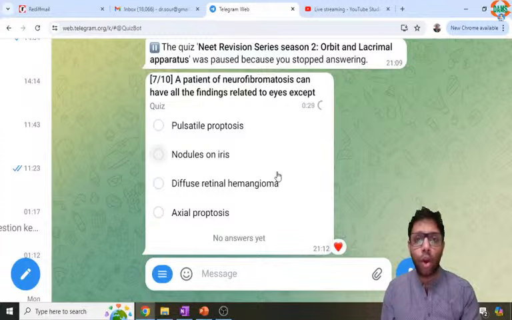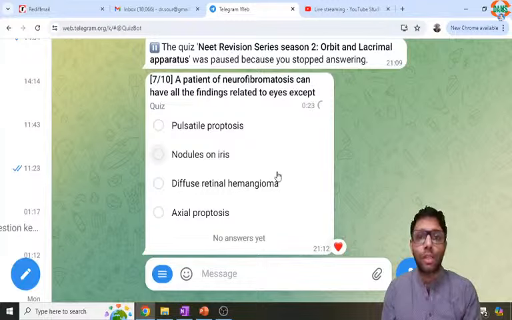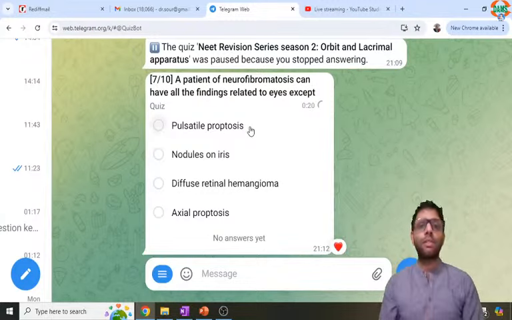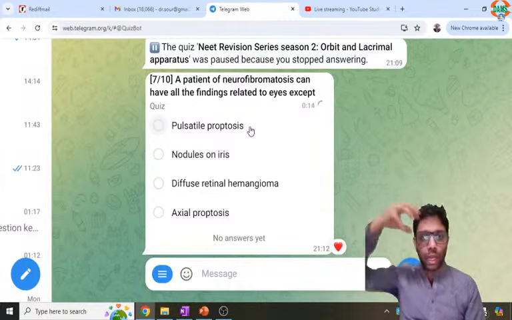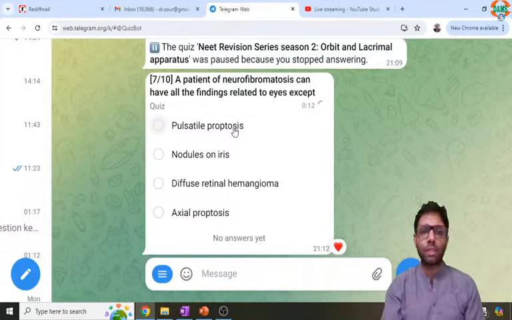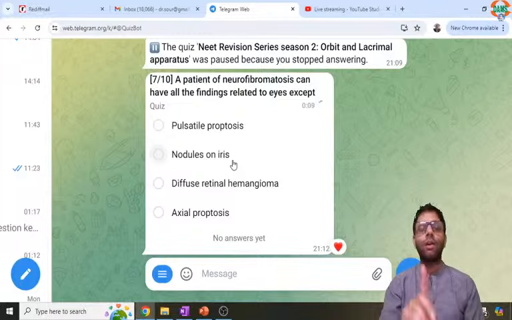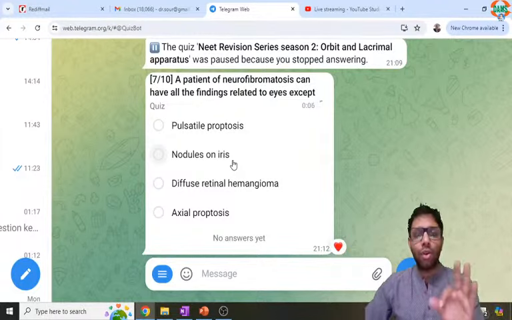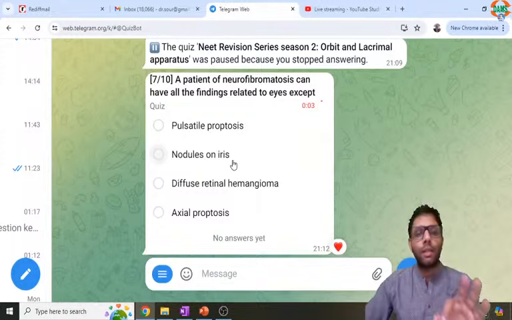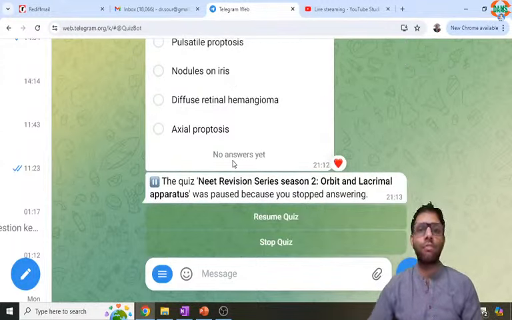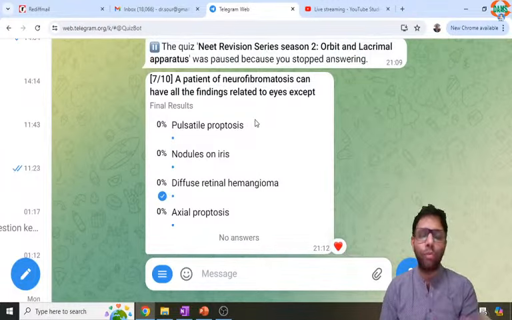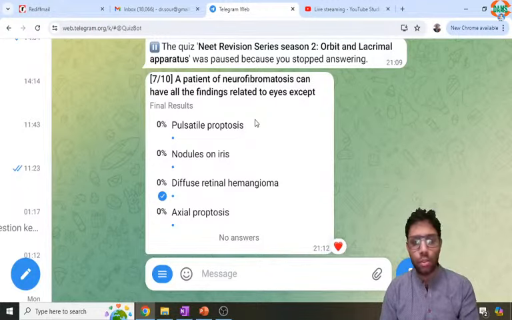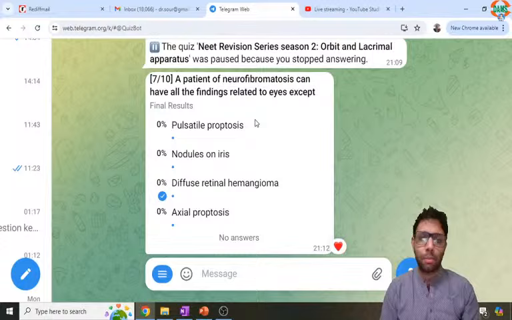So NF1, optic nerve glioma is the most common eye feature of NF1. In NF2, the most common eye feature is posterior subcapsular cataract. There is a pulsatile proptosis, yes, because there is a radiology question, sphenoid dysplasia. The brain herniates and presses onto the eyeball, so there is a transmitted pulsatile proptosis in sphenoid dysplasia. There are nodules on the iris. Oh, I'm sorry. Most common eye manifestation of NF1 is not optic nerve glioma, it is Lisch nodules. That is the most common eye manifestation of NF1. There is a controversy. Some books write optic nerve glioma, but NF1 most common eye manifestation is Lisch nodules. Most common eye manifestation of NF2 is posterior subcapsular cataract.